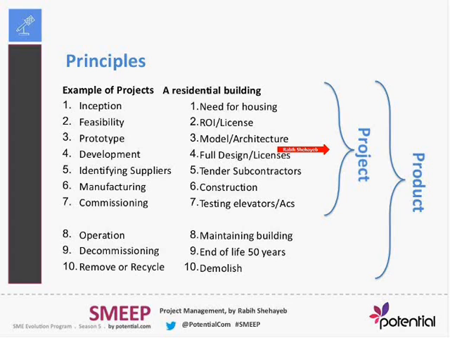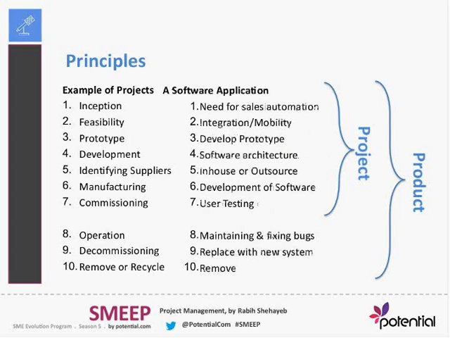Another example we can go over is a software application, which has similar phases as we have seen, which is adoption, which could be the need for sales, automation, and integration. And here we're talking about integrating the system into the already existing systems that we have in the company, then developing prototypes, software architecture in-house or outsourced, which is identifying the suppliers, then developing the software and commissioning it and giving user training on it.